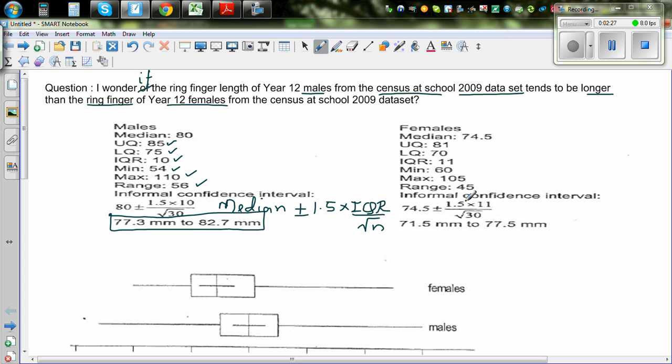Same way you can do for females, and this is what you are concluding, that for the population of females, the median ring finger length of females of year 12 would be between 71.5 millimeters and 77.5.